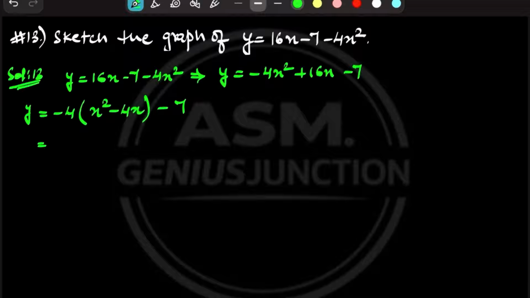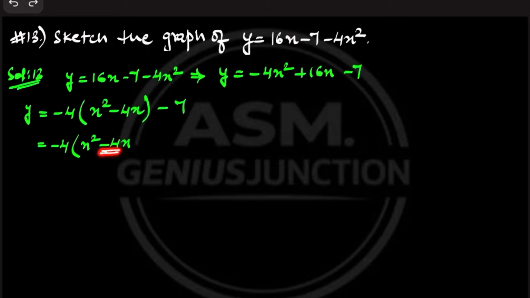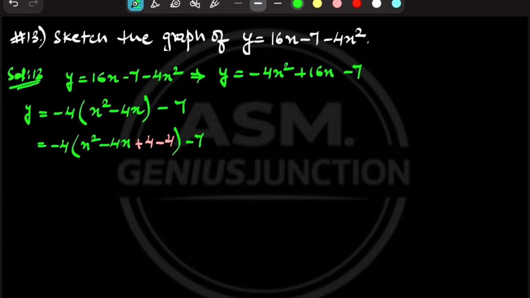Now we can see that the coefficient of x is minus 4. So we are going to halve this and then square it, and we will get 4. And we are going to add and subtract this number. So I will write plus 4 and minus 4, right? The rest of the terms are kept the same. And then I will get minus 4 times x minus 2 whole square, minus 4 still kept the same, and this is minus 7.